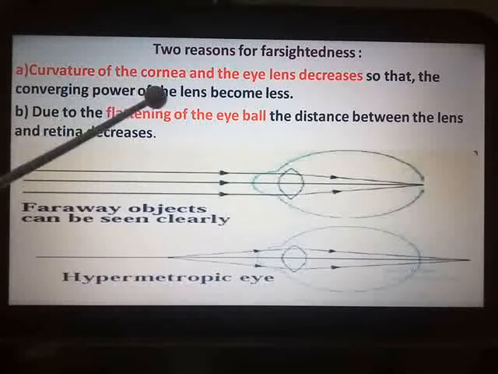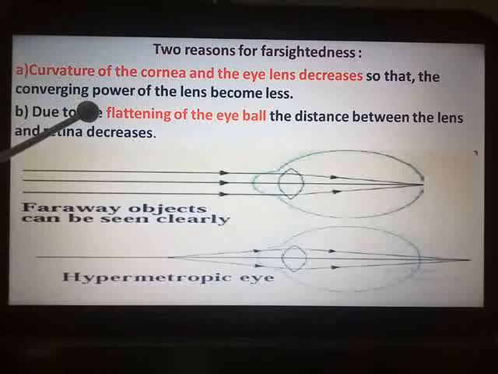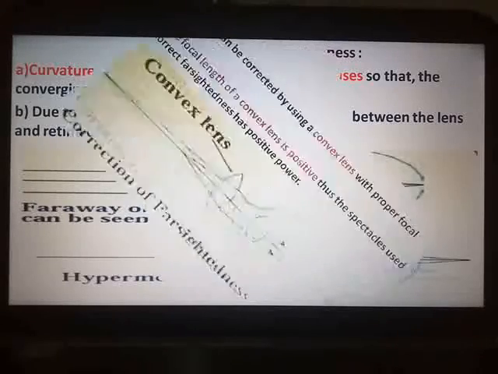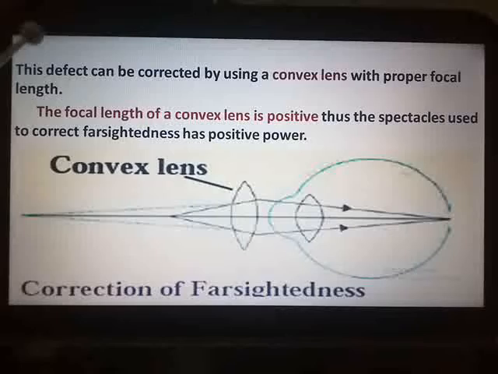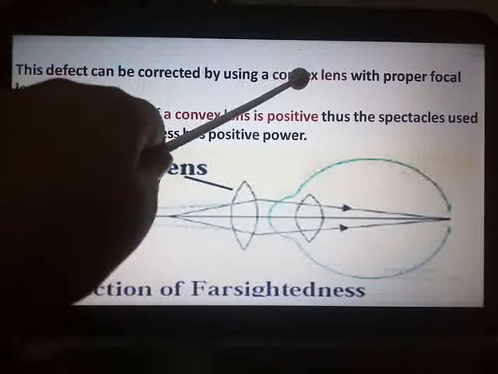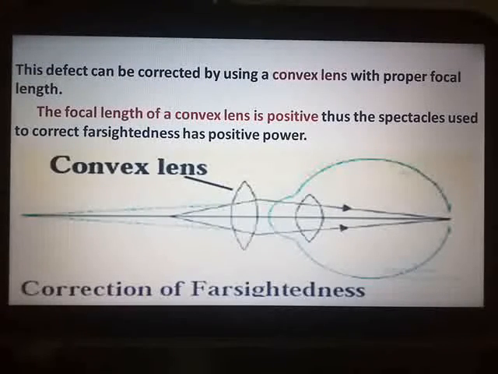Due to the flattening of the eyeball, there the eyeball was elongated. Here the eyeball is flattening. The distance between the lens and the retina decreases. There it was increased. So now which type of spectacles? This defect can be corrected by using a convex lens. There it was a concave lens.